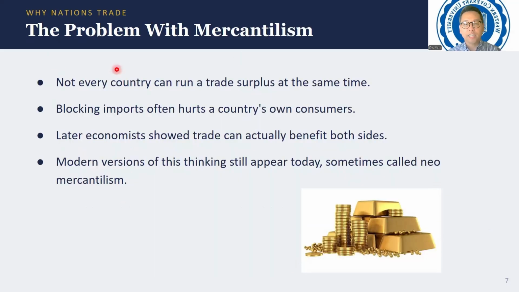Mercantilism was a popular economic system in Europe from the 16th to the 18th century. The main goal of this system was to make a nation as rich and powerful as possible by accumulating gold and silver. To achieve this, governments strictly controlled the economy by encouraging exports and discouraging imports through high taxes.